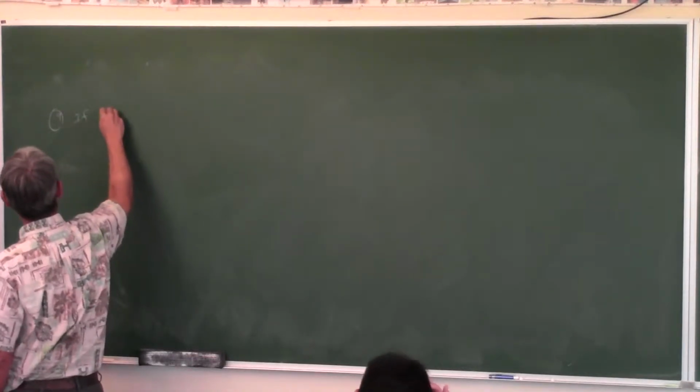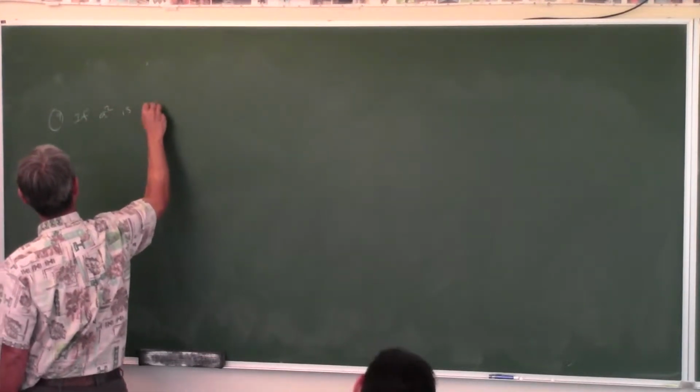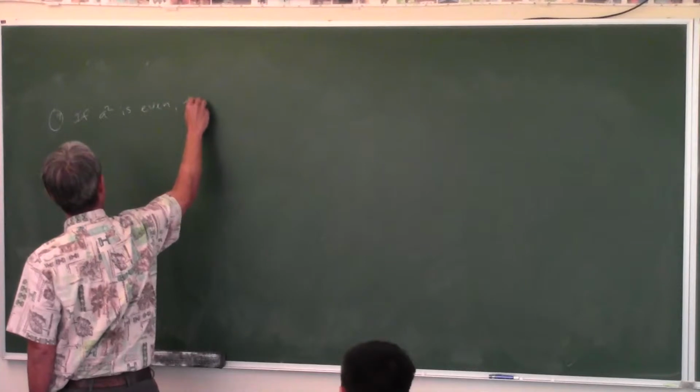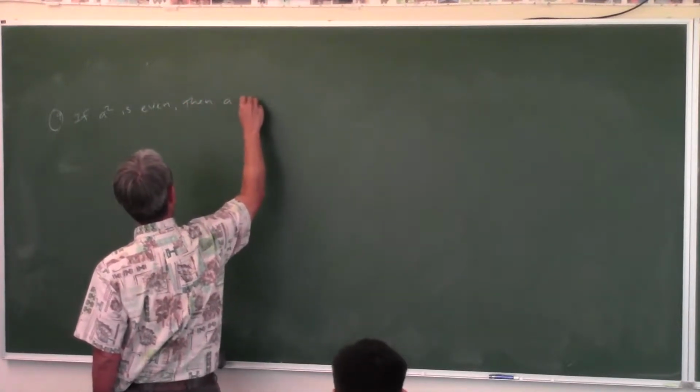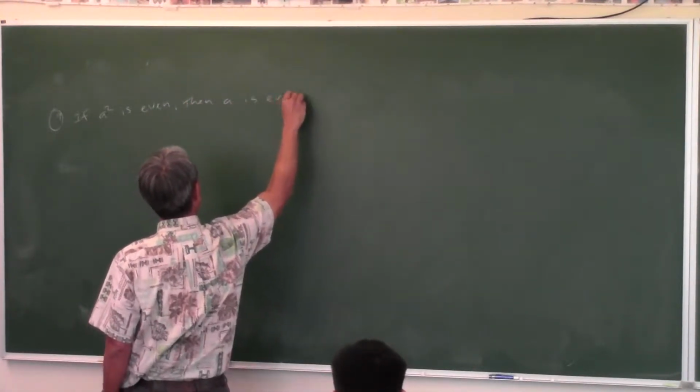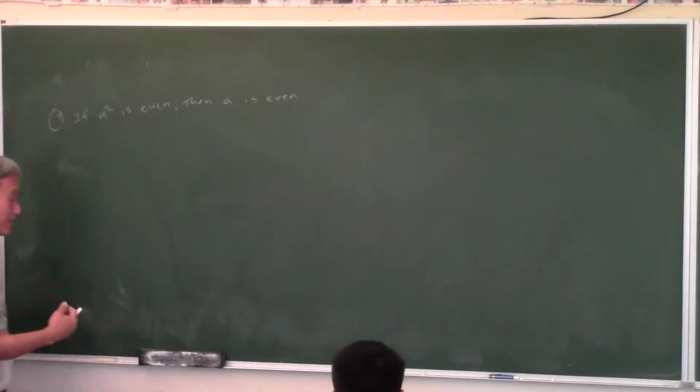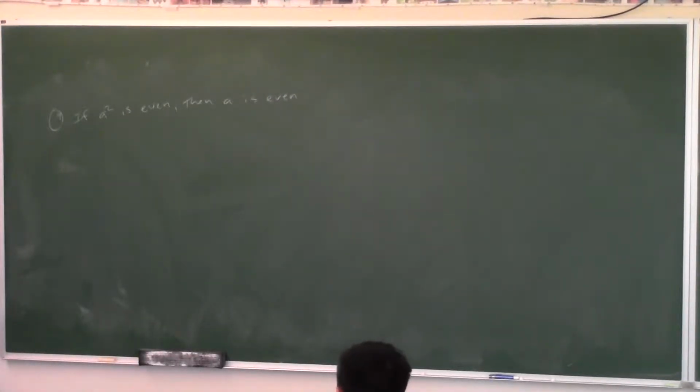If a squared is even, then a must be even. Okay, so sometimes it's too difficult to do a deductive proof, so we do an indirect proof. I was hoping you guys would remember the logic, but no.